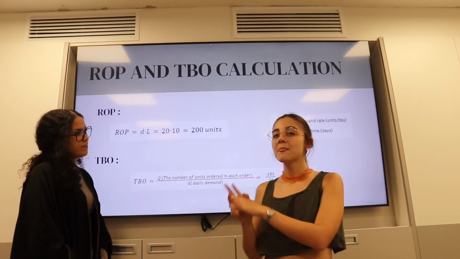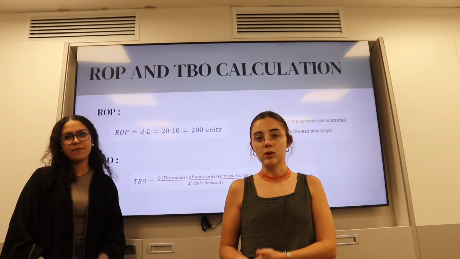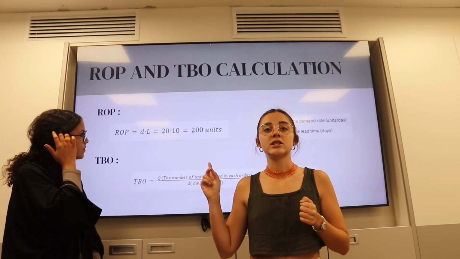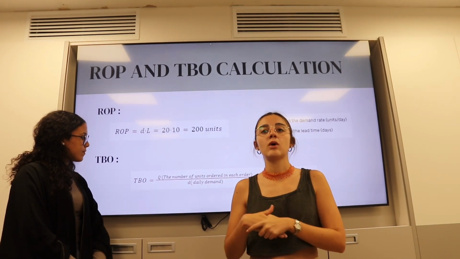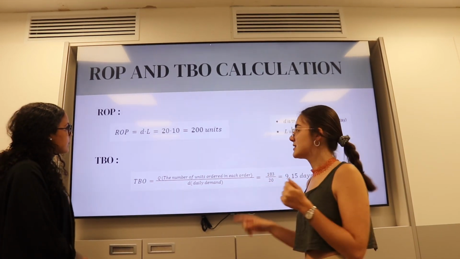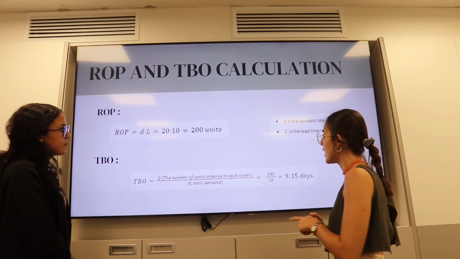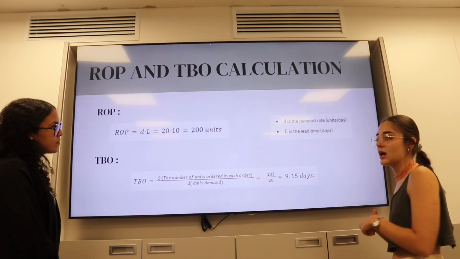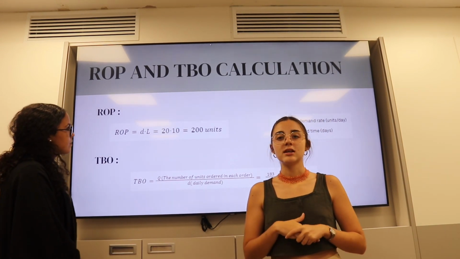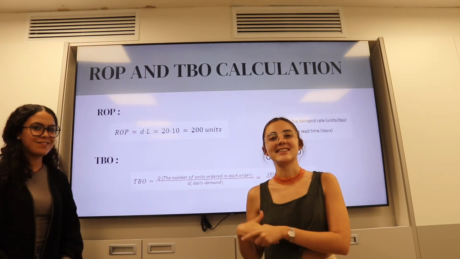So, the reorder point is the inventory level at which a new order should be placed to replenish stock before it runs out. It is calculated based on the lead time demand, ensuring there is enough inventory to cover the period until the new order arrives. Let's calculate these two concepts. So, D times L is the ROP, where D is the demand rate, measured in units per day, and L is the lead time, measured in days. This equation tells us that the ROP is 200 units, and now my colleague Ahlam is going to talk.